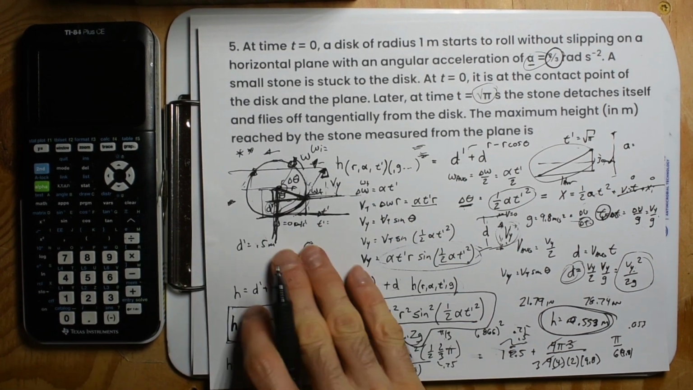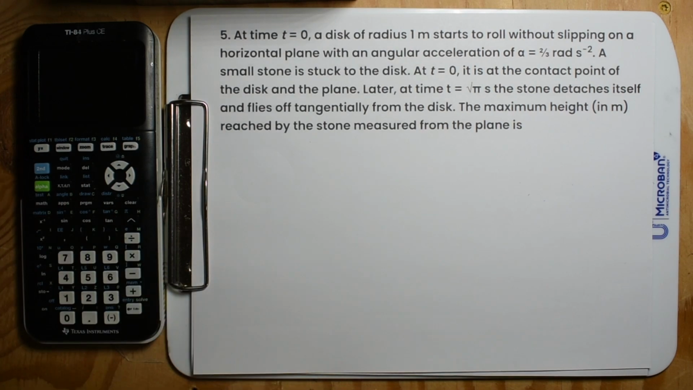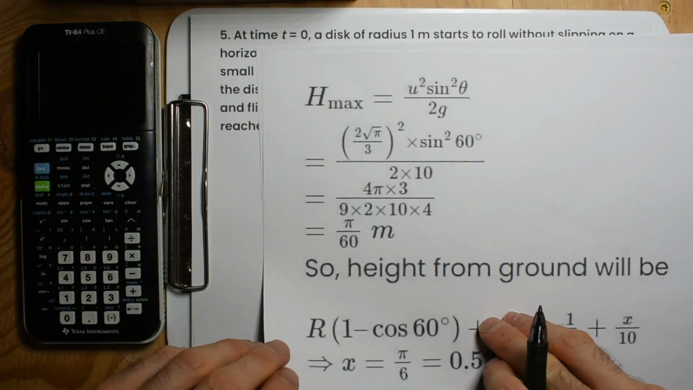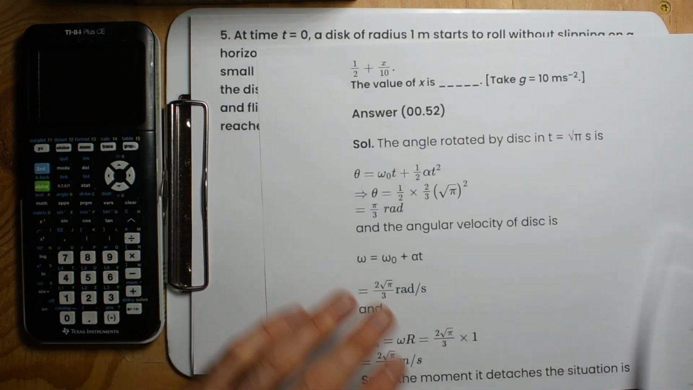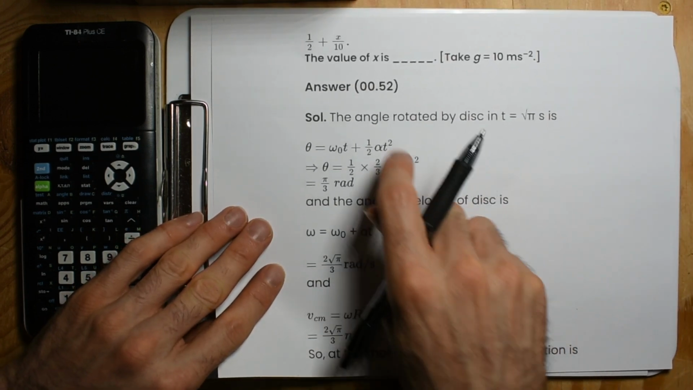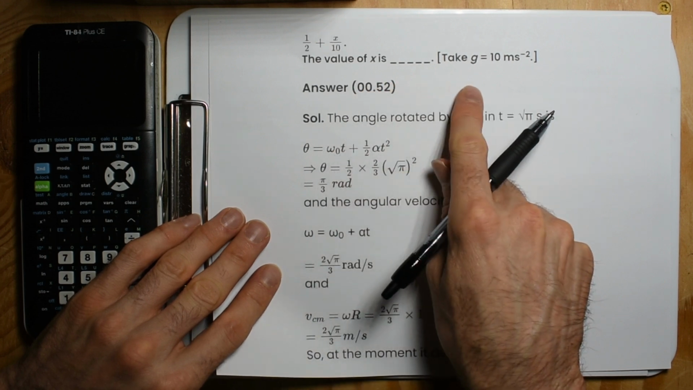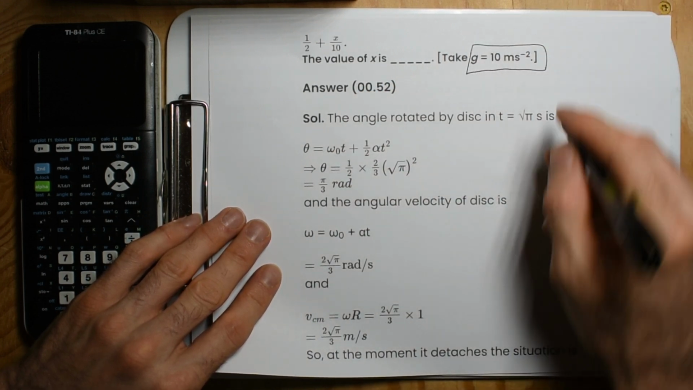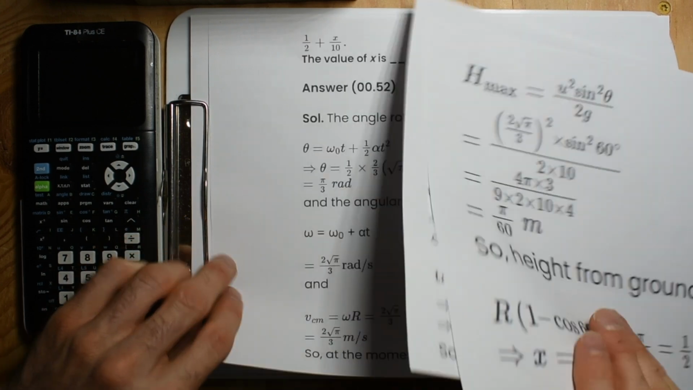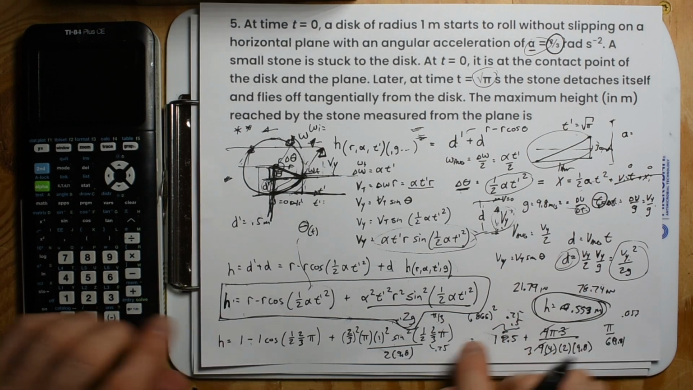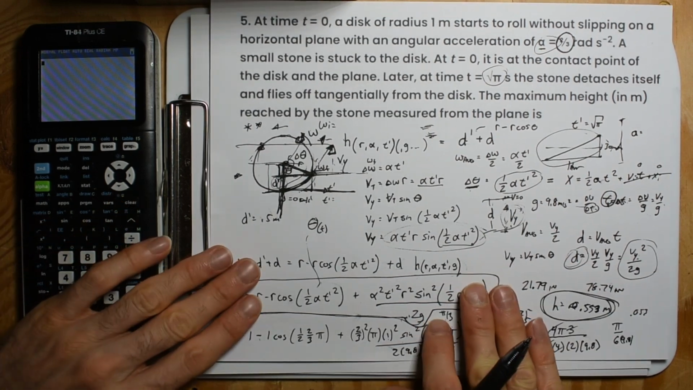So let's go over the solution and see if we can. I mean, that's half the battle. It's like, can you actually take someone's solution and understand it? So here is... they're using a value of g of 10 meters per second squared. And maybe it's that. Maybe I am 100% right. They just used a different value of g.